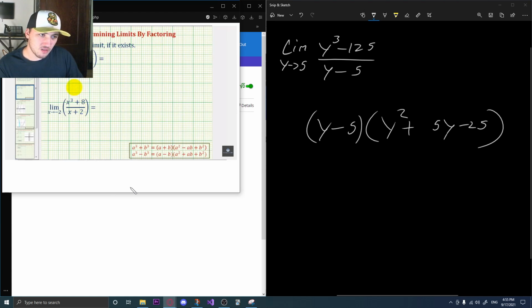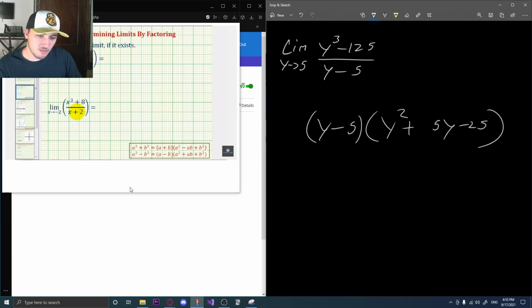Notice in both cases, we have the limits of rational functions. First, we have the limit as x approaches 2 of the quantity x squared minus x minus 2 divided by the quantity x squared plus x minus 6.